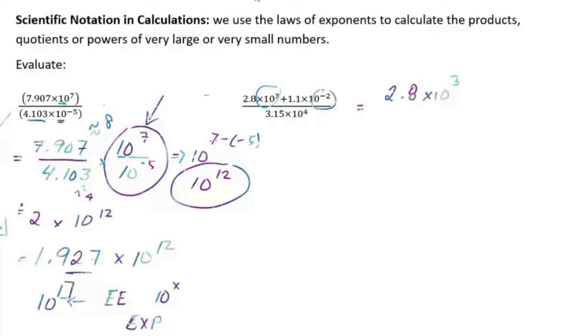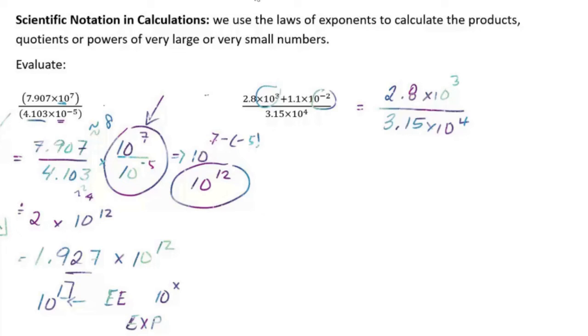1.1 times 10 to the power of negative 2 is such a small number that when we add it to 2.8 times 10 to the 3, we really don't make a meaningful difference to that value. All right, so there's my intermediate step. That is a critical one because we need to ensure we're following order of operations.